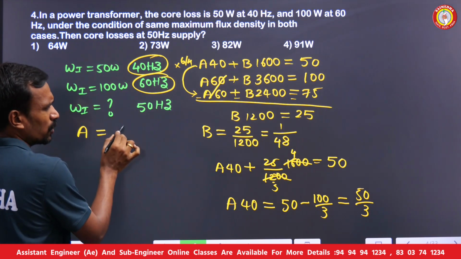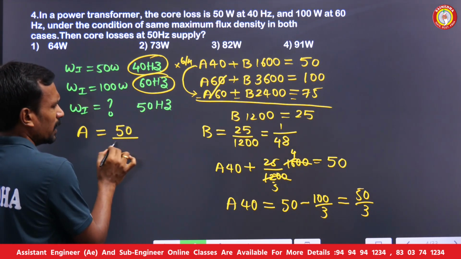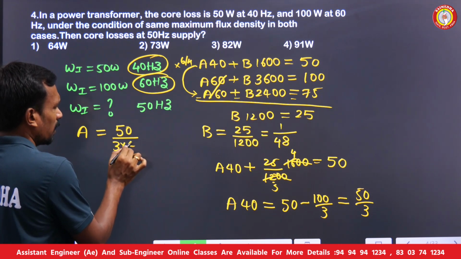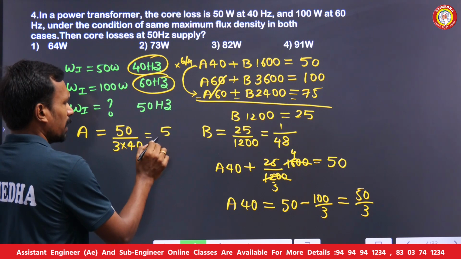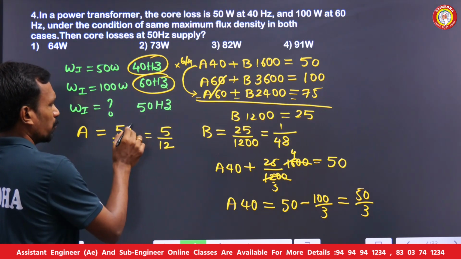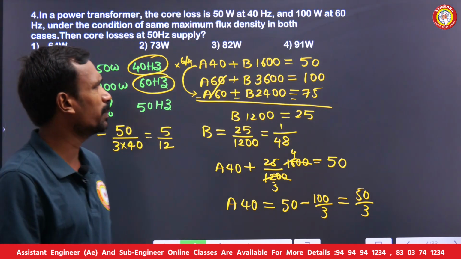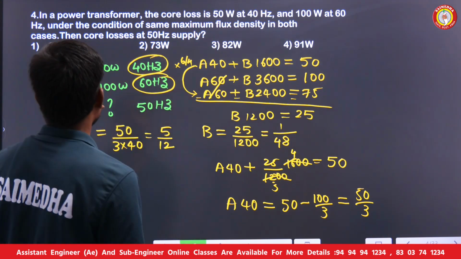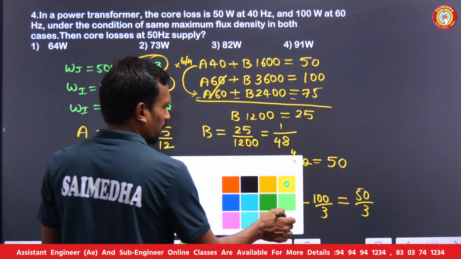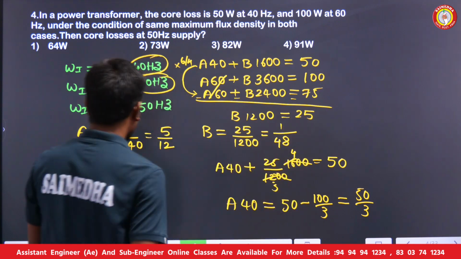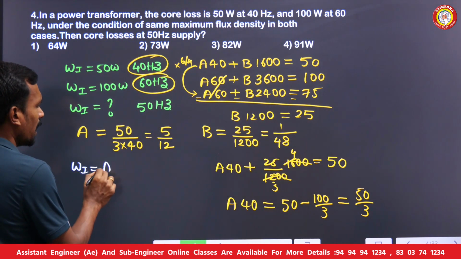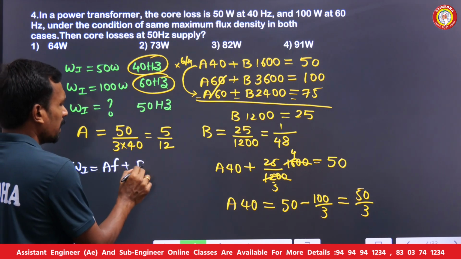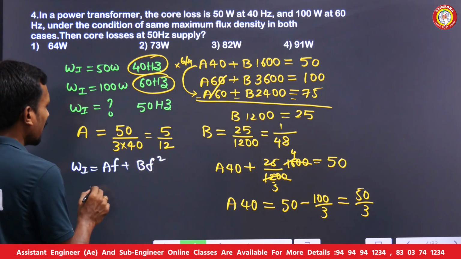A is equal to 50 by 3 into 40, otherwise 5 by 12. This is A and B. Now at 50 Hz, the core loss will be Wi equal to A F plus B F square. What is A?